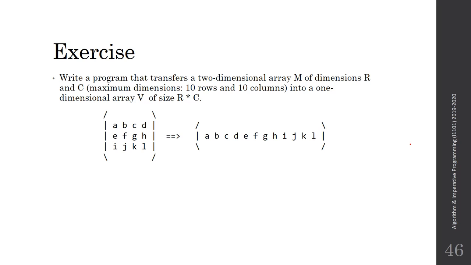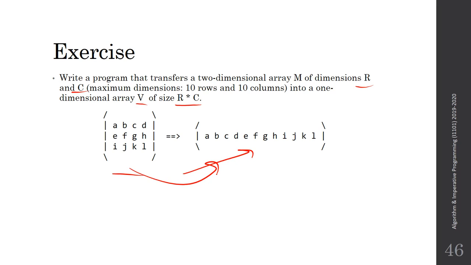So we know that the maximum dimension of the matrix is 10 by 10. So if the user enters a 10 by 10 matrix, the size of the one-dimensional array is equal to 100. So the maximum dimension of this array V is 100 because it's 10 multiplied by 10. However, the user can enter R and C. We have already done that, but here the maximum dimension is 10. So we will read that. However, the question here is how can I move these elements to this array?